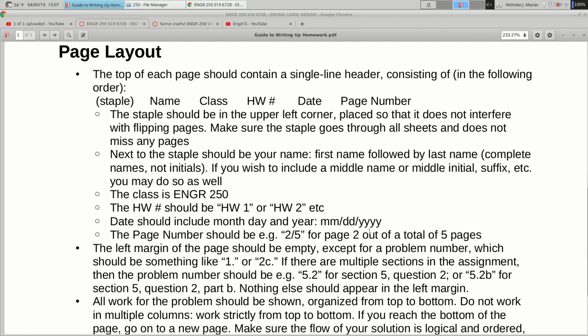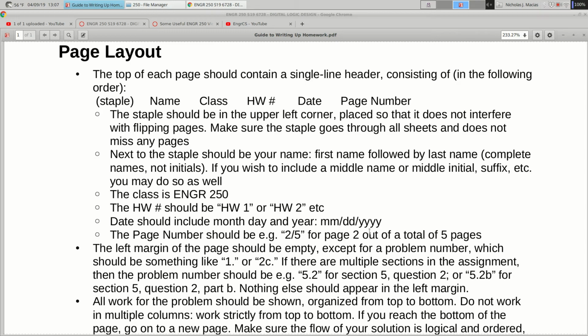So the actual page layout, I would have snickered so badly at my teachers if they had done this to me when I was in school, but I sympathize with them now. So, top of the page, I want the following information. I want the staple in the upper left corner.